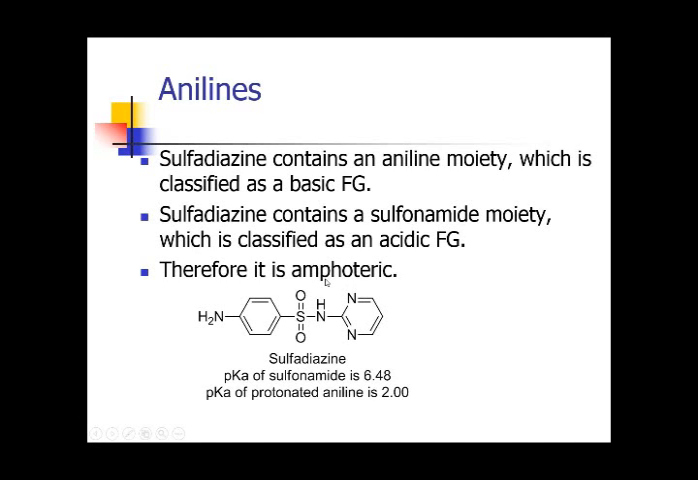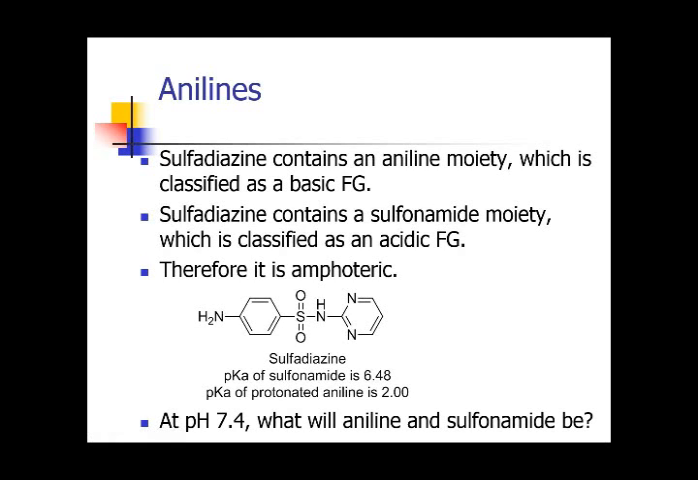One of them is basic. So right here, if you remember from part 2, this is a sulfonamide, and this has a pKa of roughly 6.5. This has an aniline, which has a pKa of 2. But again, I'm cheating. It's the protonated aniline that has a pKa of 2. There is no proton on here. It would have to be, if it's a base, neutral or plus. So let's put the H on there, and now let's ask the question. At pH 7.4, what will the aniline be and what will the sulfonamide be?